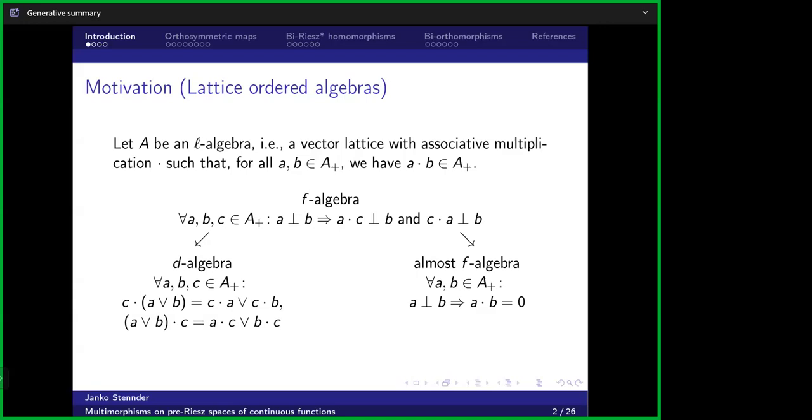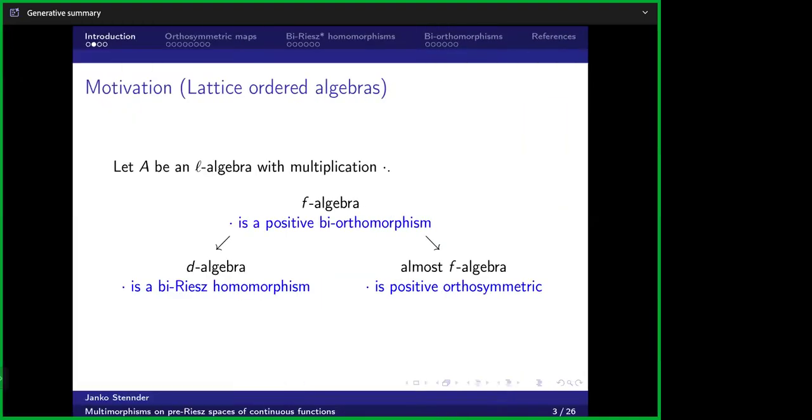And we are looking at those kinds of lattice ordered algebras, and we realized that behind those associative multiplications simply lie some special bilinear maps, which are also structure preserving. And in the case of F algebra, the multiplication maps are just positive bi-Riesz homomorphisms. If you don't know the name, I will tell you later what it exactly means. For d algebra, multiplication is a bi-Riesz homomorphism, and for the almost F algebra, multiplication of positive elements is a bi-orthosymmetric, or orthogonally additive, homomorphism.